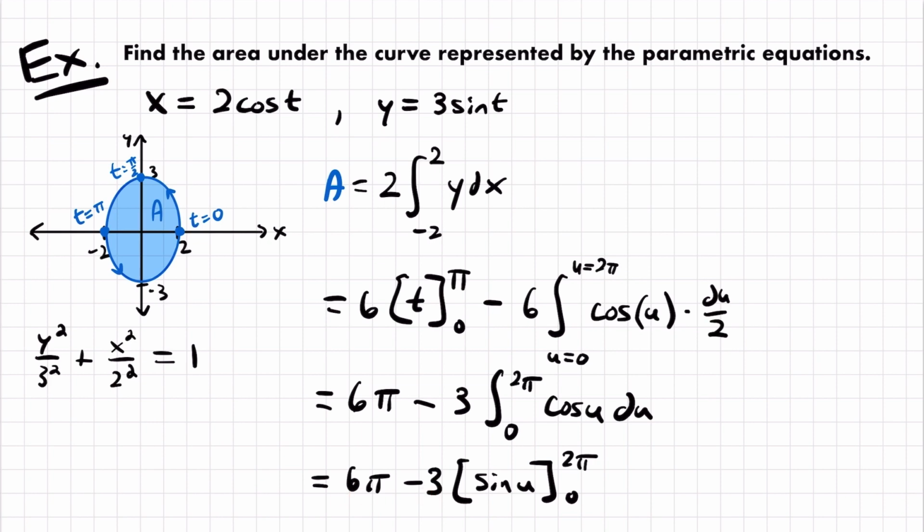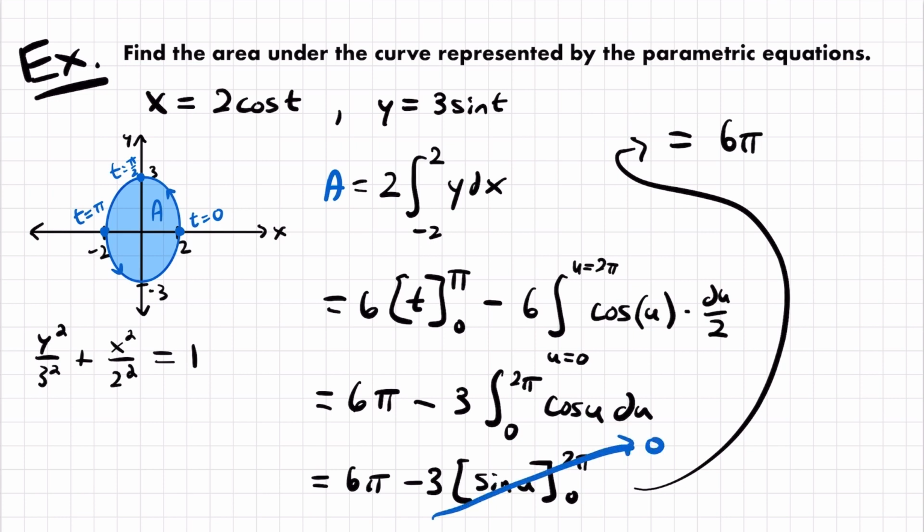And so we just have 6 pi minus 0. All right, so I'll write that up here. Our final answer is that the area is equal to 6 pi. This whole term becomes 0. All right, and you could plug in 2 pi and 0 into the sine function if you wanted to check that for yourself, but I'm telling you that you will get 0 for that, and so our final answer is just 6 pi. The area under the curve represented by these parametric equations, or inside this ellipse, is 6 pi.